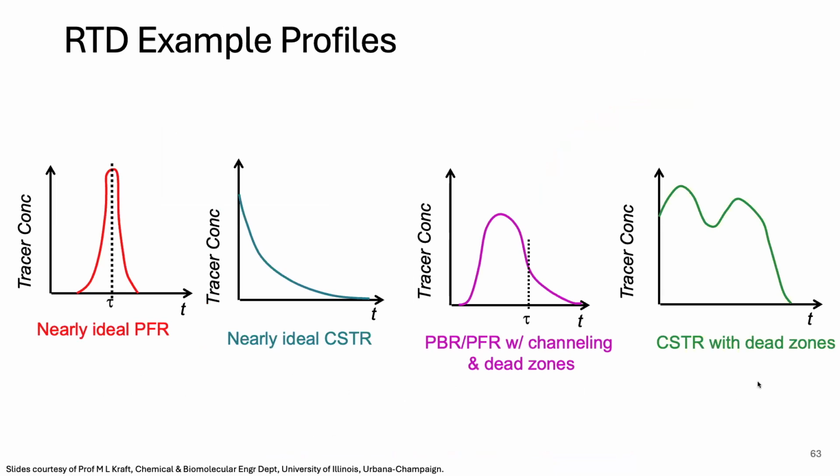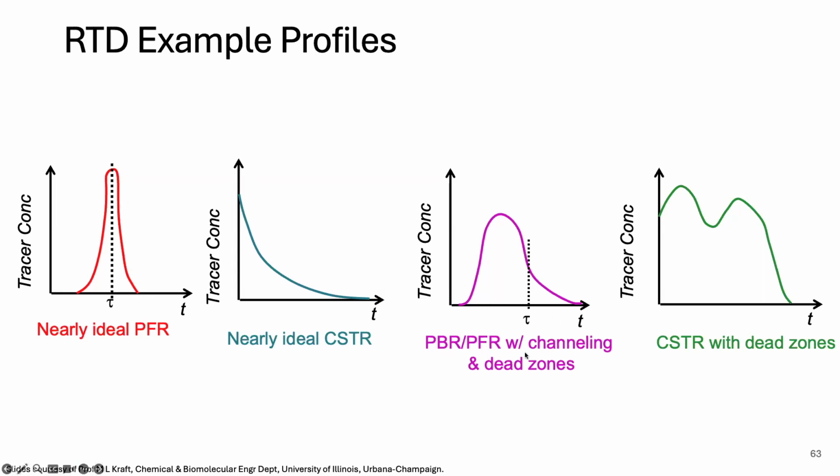And so lastly, here are a few cartoons depicting some representative examples of what we might see for different RTD analyses. If we have a nearly ideal PFR, we should see a nearly perfect spike coming out with very minimal spread, minimal variance. Our ideal CSTR would more closely follow that C curve function that we saw for the ideal CSTR.